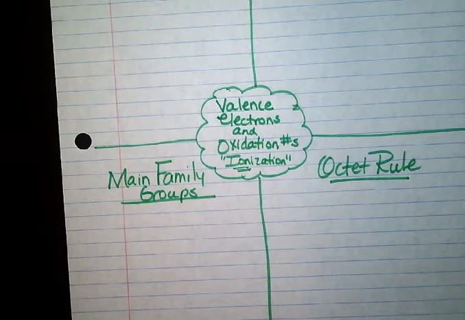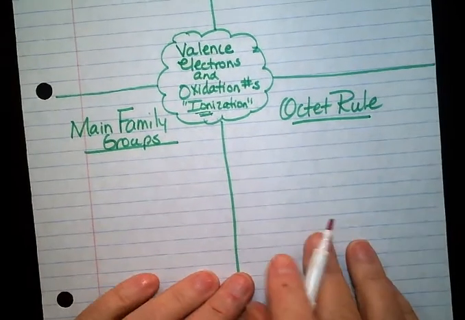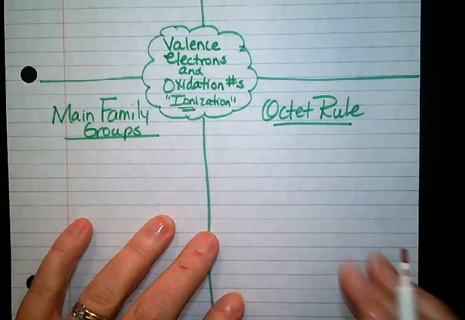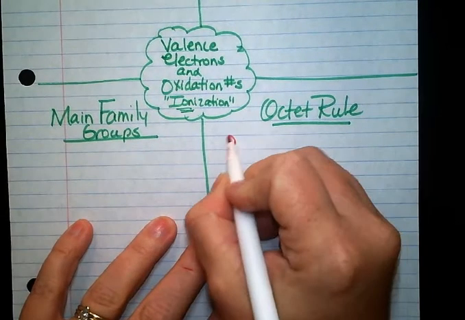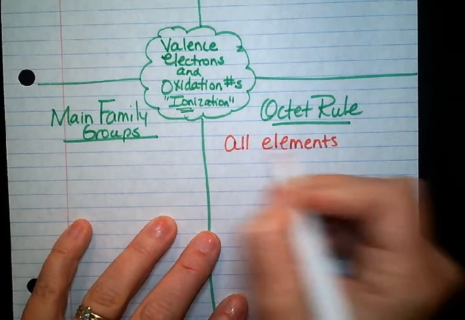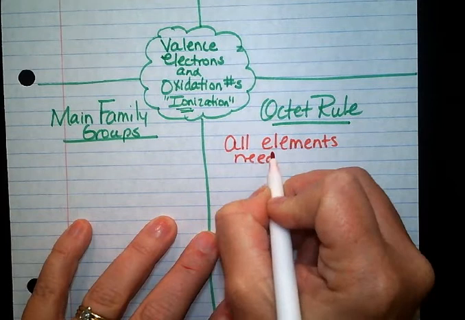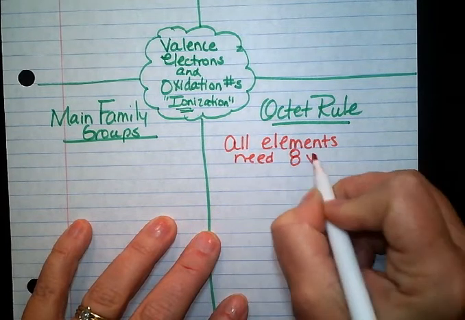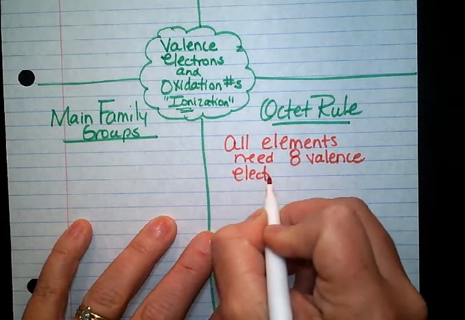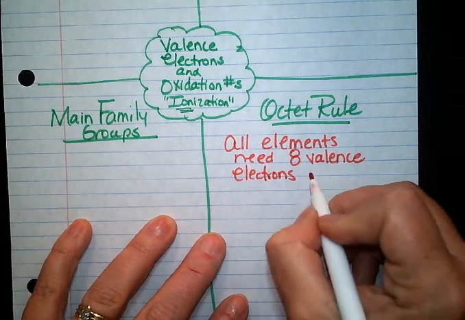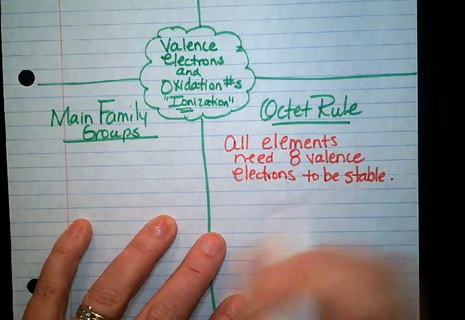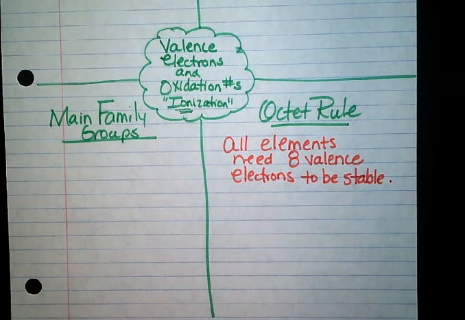octet rule. The octet rule is kind of what drives everything else because it is a rule, and it says that all elements need 8 valence electrons to be stable. Now, all elements are trying to be stable. They want to be stable. They do not like to be unstable.